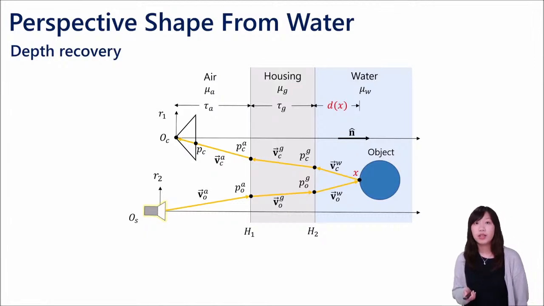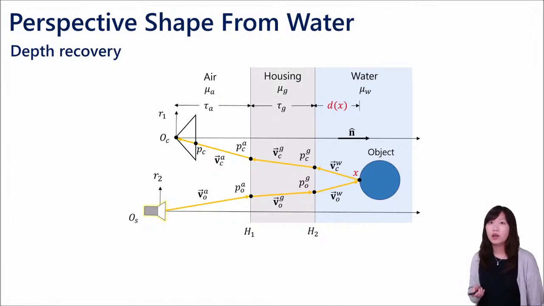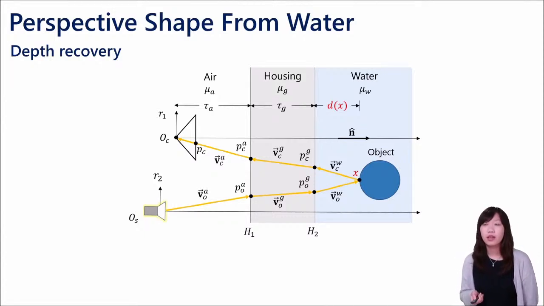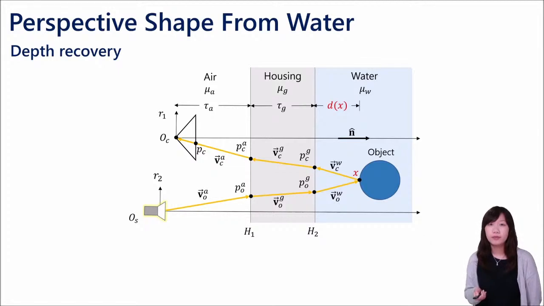Once the camera and light source are calibrated, depth at each pixel from an arbitrary underwater scene taken with a calibrated imaging system can be computed by minimizing this.